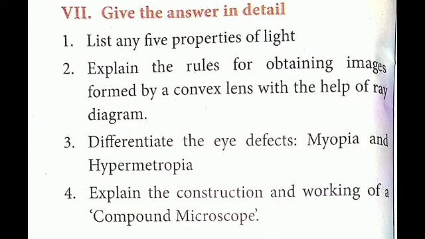Okay students, today's topic is over. Today's homework. Homework questions: list any 5 properties of light. Second one, explain the rules for obtaining images formed by a convex lens with the help of ray diagram. Third, differentiate the eye defects, myopia and hypermetropia. Fourth one, explain the construction and working of a compound microscope.